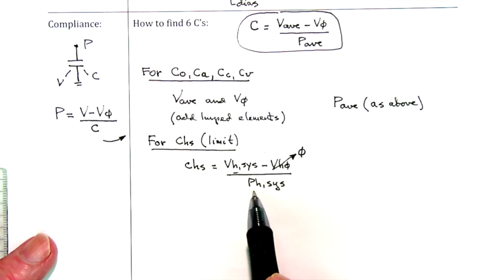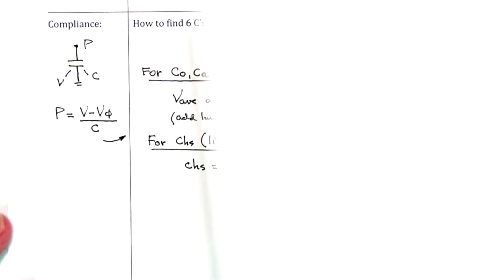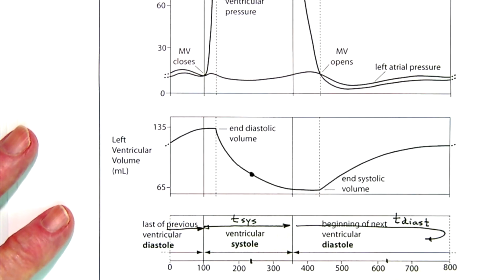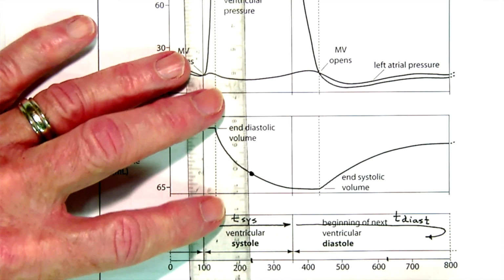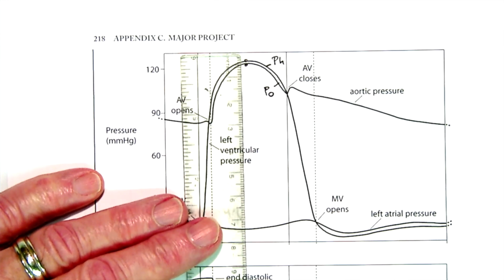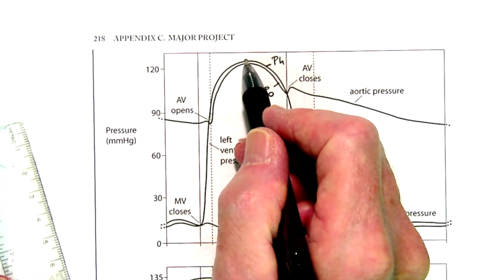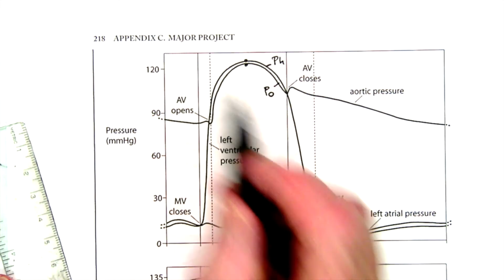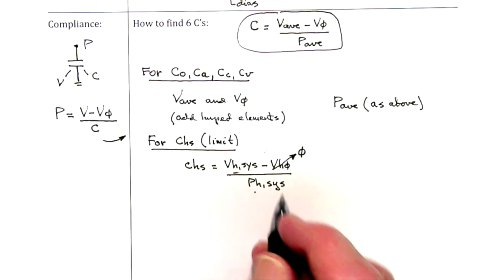For the denominator, the pressure in the heart during systole, well, actually we found that before. So at the same middle part of the systolic time, we'll put our ruler there and we'll go up to the very top of this graph, and that upper dot is what we found before. The upper dot is the pressure in the heart during systole. Go off to the left, estimate that, and use that for the denominator. That will allow you to find C sub hs.